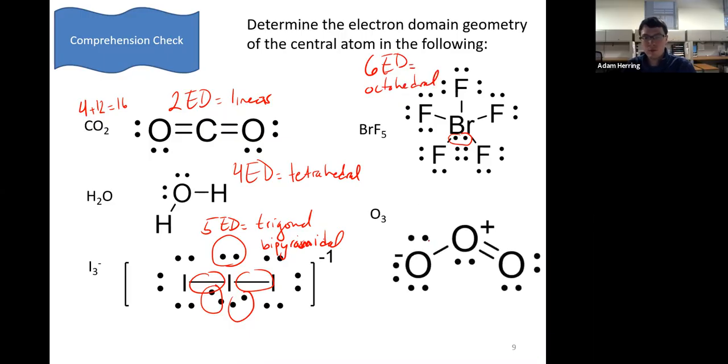Ozone ends up with 3 electron domains on the central oxygen. 3 electron domains would be a trigonal planar arrangement. Now, if you struggle to draw the Lewis structures, you need to go back and review the earlier videos from Chapter 7 looking at how to draw a Lewis structure.